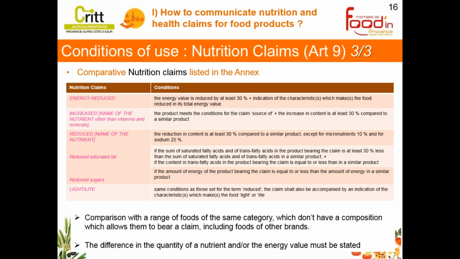In the same annex, you can find a category of nutrition claims called comparative claims. Comparative claims must compare the composition of a food with a range of foods of the same category which don't have a composition that allows them to bear a claim, including foods of other brands. The difference in the quantity of a nutrient and/or the energy value must be stated, like 50% less sugars or like no sugars. The comparison must relate to the same quantity of food, and in such a case, the products being compared must be clearly identified to the final consumer.